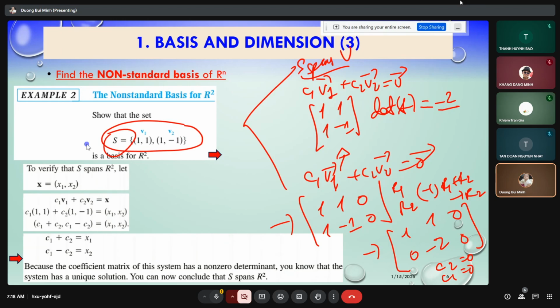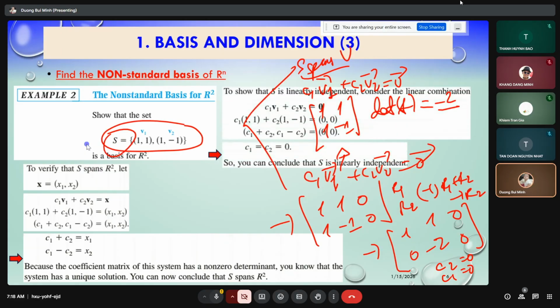Any questions so far? Okay, this one demonstrates S is a spanning set, and this one demonstrates that S is linearly independent.